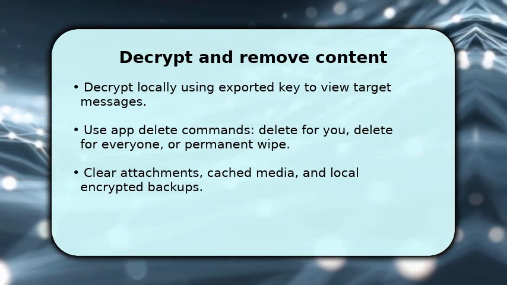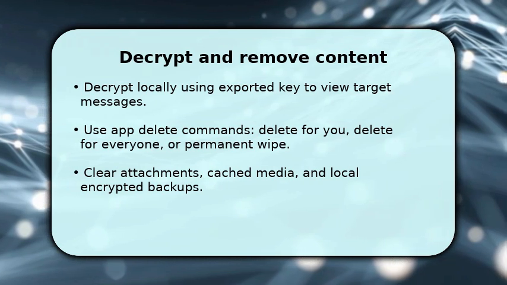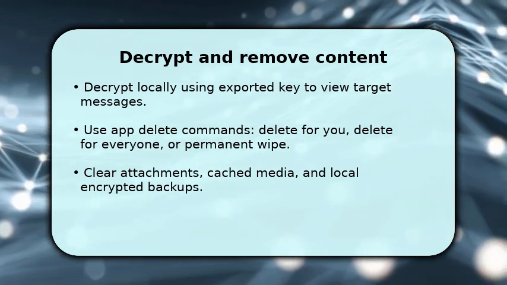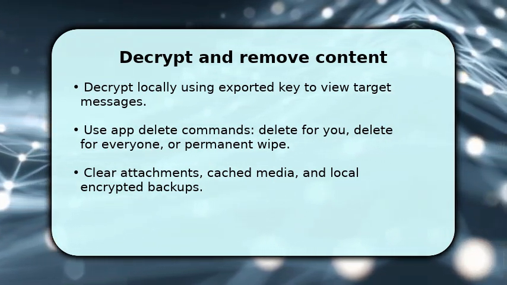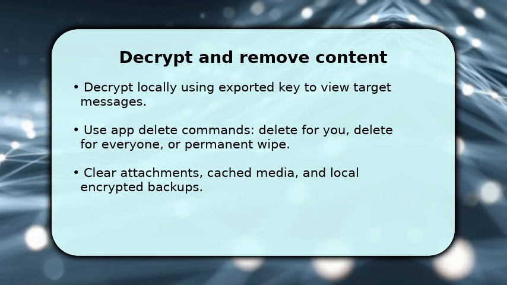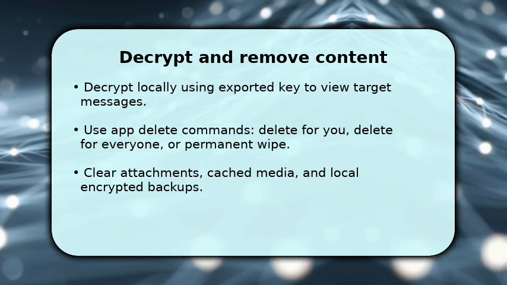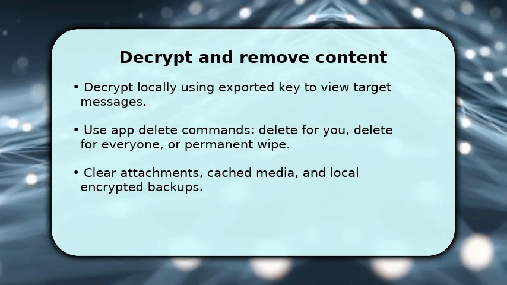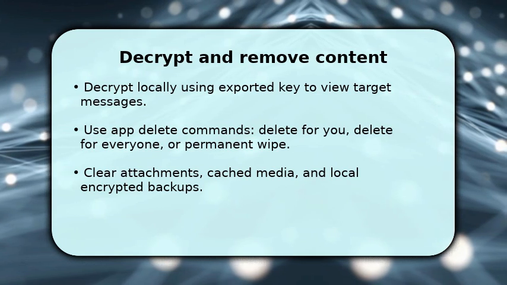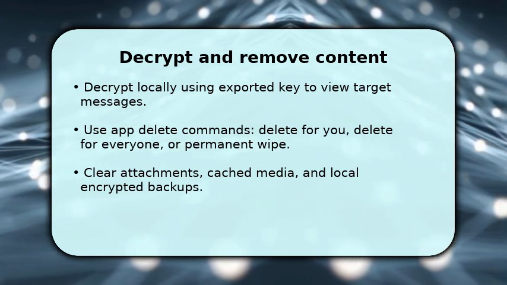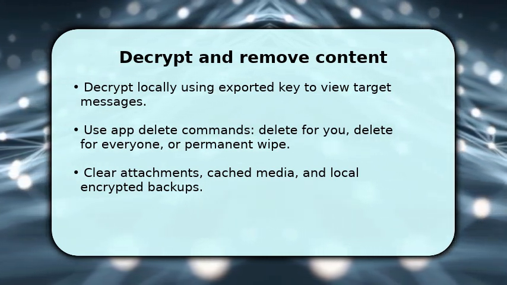Next, use the app's deletion options. Choose delete for you or delete for everyone when available. Permanent wipe removes messages and metadata locally. After that, clear attachments and cached media from the device and remove any local encrypted backups or archived exports, because lingering files can keep recoverable copies even after message deletion.